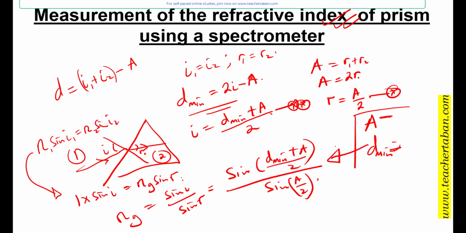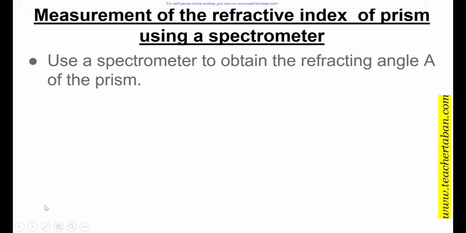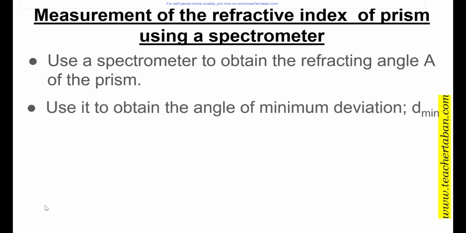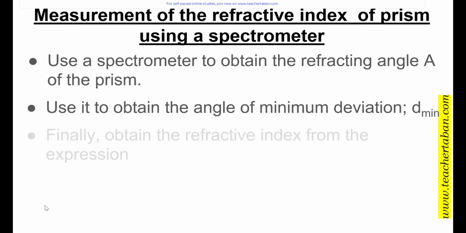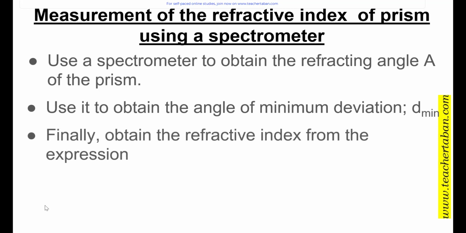That will give us the expression of the refractive index of the medium. In other words, this is what we do: use a spectrometer to obtain the refracting angle A of the prism, use it to obtain the angle of minimum deviation D min as well, then finally obtain the refractive index from the expression n is equal to sine of (D min plus A) over 2, over sine of A over 2. And that is all about determining the refractive index of the glass in form of a prism using a spectrometer.